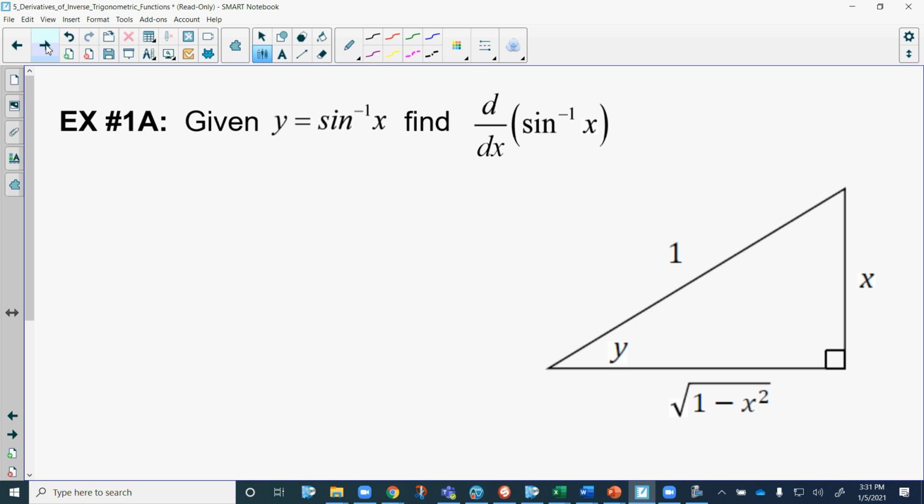And those are just taking the dimensions of 1 for the hypotenuse and x for the vertical segment. Those are all just taken from the unit circle. And the third side, that's just what the Pythagorean theorem would give us based on the dimensions that we have for the hypotenuse and the vertical side. So here, this is what we know, okay?